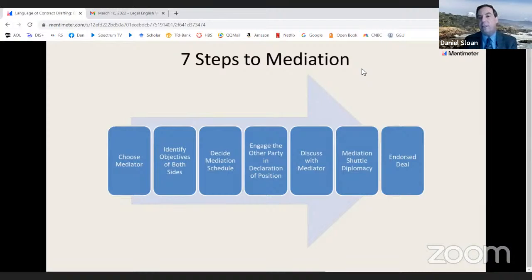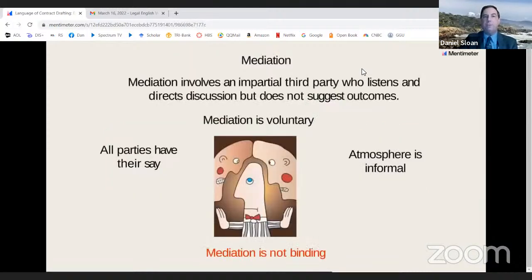And then endorsing the deal. That's when, in the small claims court system, as an example I gave earlier, we would put it in writing and then have it approved by a judge. Mediation involves an impartial third party who listens and directs discussion, but does not suggest outcomes. It is voluntary. All parties have their say. The atmosphere is informal. Mediation is non-binding.